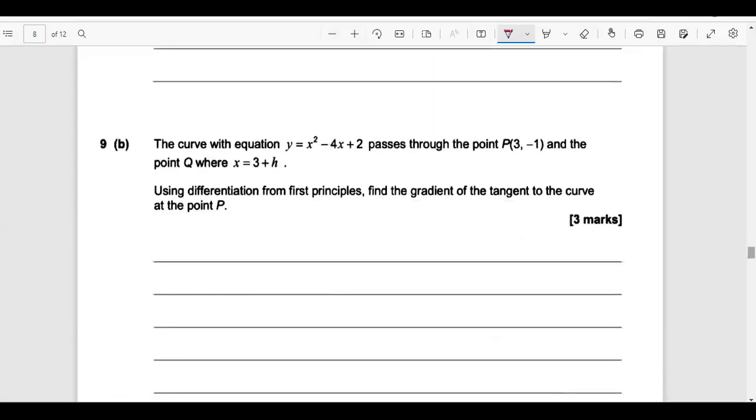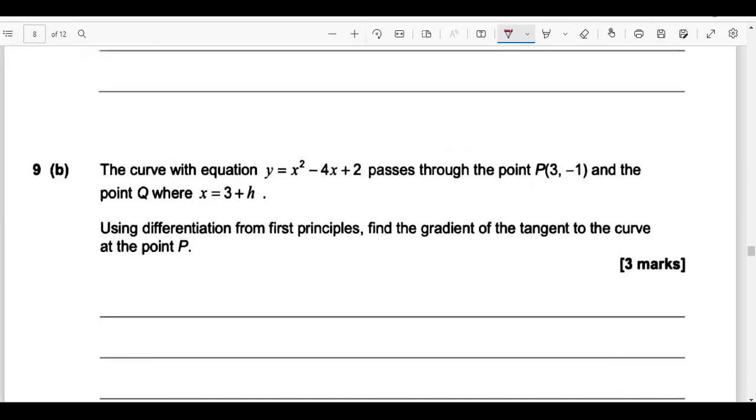Let's talk about this one. Madiha, have you studied differentiation from first principles? Yeah. Okay, perfect. It says the curve with equation this passes through the point this and the point Q where x is 3 plus h. Using differentiation from first principles, find the gradient of the tangent.